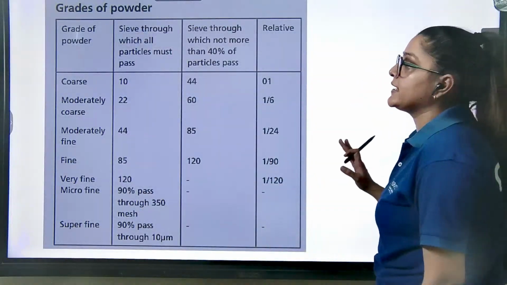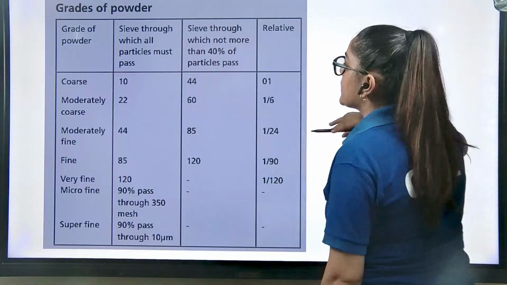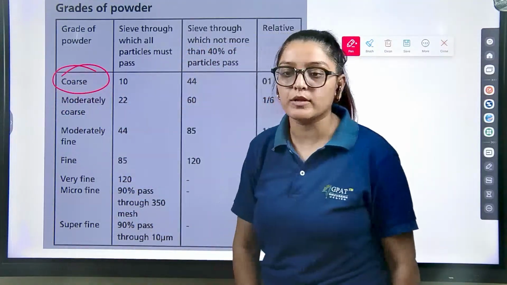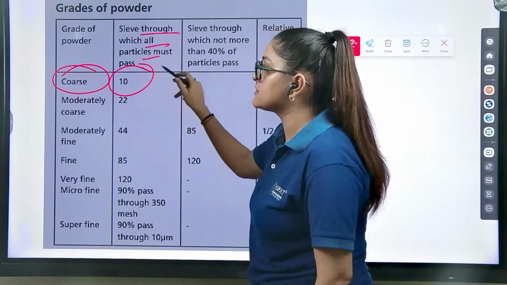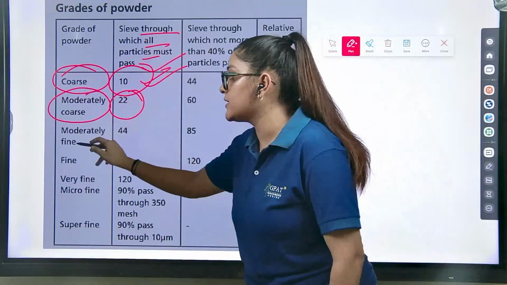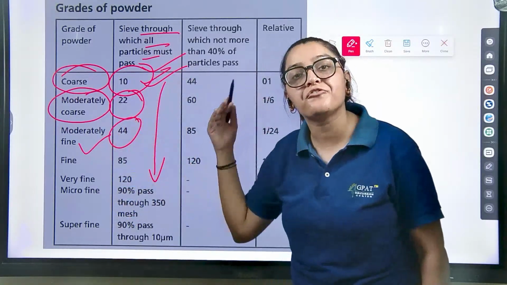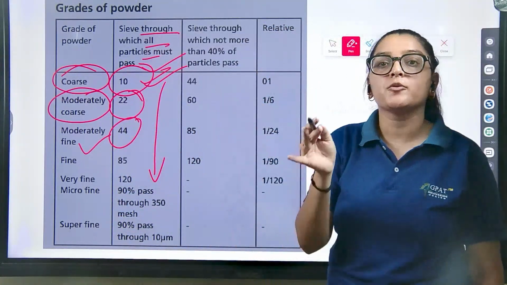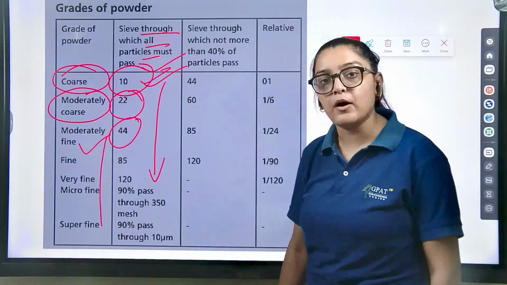Next, these are the grades of the powder. We will cover this in the later stage, but I can just show you, because you should know that the grades of the sieves are arranged based on the grade of the powder. Number one is the coarse powder. You can see the number, the sieve through which all particles must pass will be 10. Then you have moderately coarse, we have 22. Then we have fine. As the sieve number is increasing, the particle is becoming more fine. So if you have a 60 sieve and you have a 20 sieve, you will get a more fine particle from a 60 sieve, right? So the sieve numbers are assigned based on the grade of the powder.